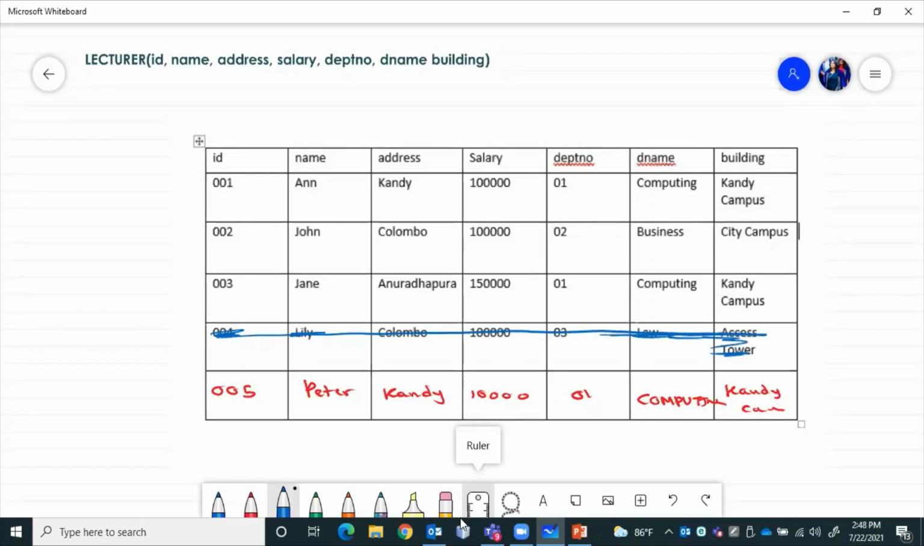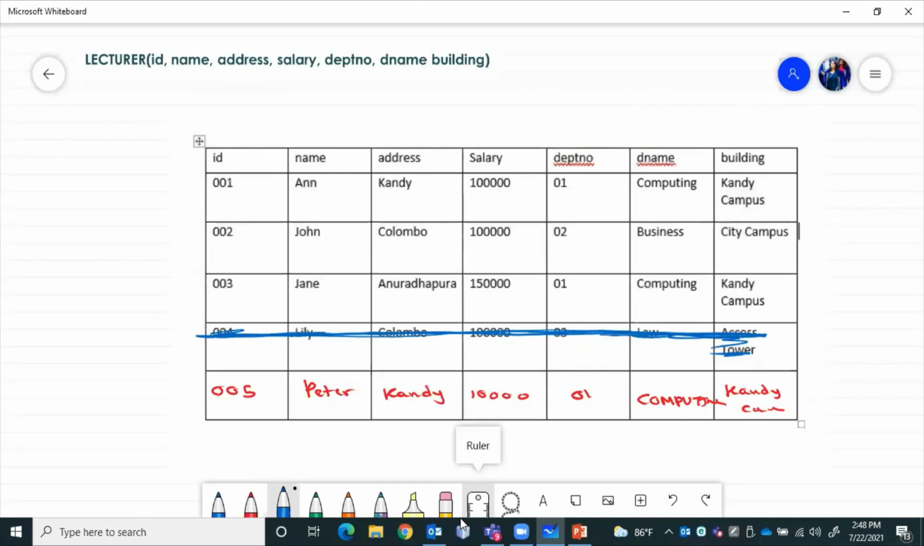Now what will happen? Once we delete this particular Lily's record, we are deleting the department details as well, because for the law department we had just one lecturer. Now we are clueless whether we have a law department or not inside the organization. Why? Those records are not available. We can't find any department called law, but it's there, right? So this is known as what? Deletion anomaly. So we understood, we are getting the insertion anomaly as well as the deletion anomaly.